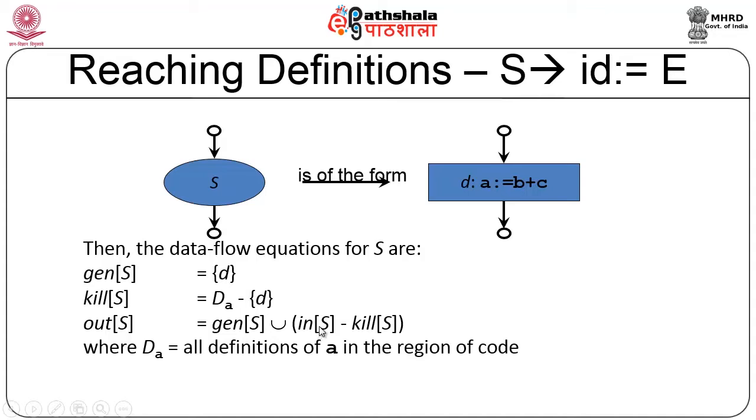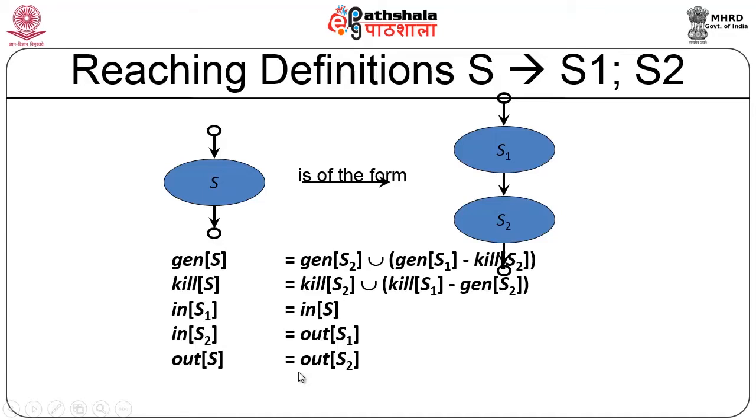Okay, in will basically be based upon the out. So, we will compute in block by block, and statement by statement, and then that can be used for computing your out. Now, the next one is reaching definitions where S produces S1 semicolon S2. Now, this is my left hand side statement. So, S produces S1 semicolon S2.